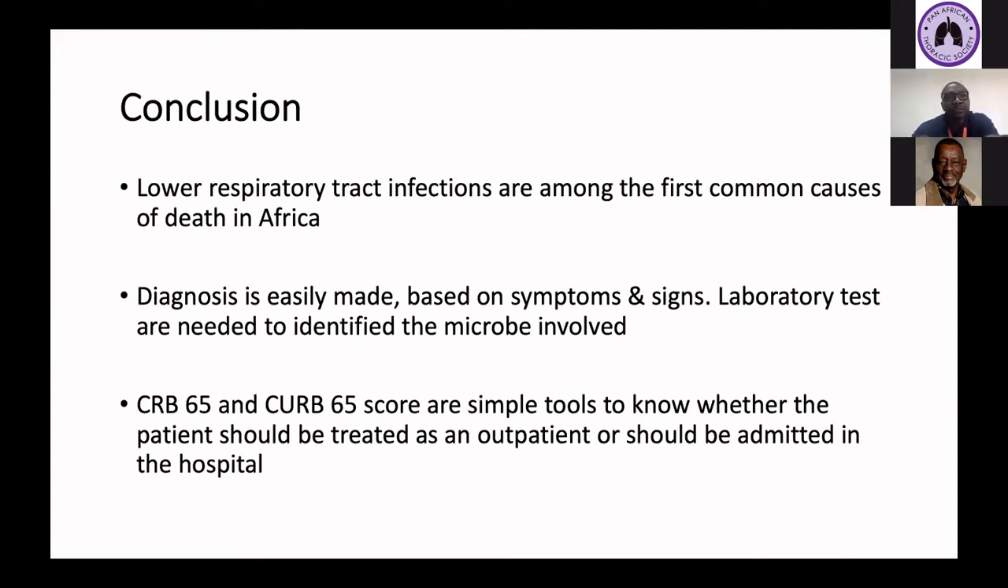So to conclude this presentation, I would say that lower respiratory tract infections are among the most common causes of death in Africa. Diagnosis is easily made based on symptoms and signs. Laboratory tests may be useful and are needed to identify the pathogens involved. And finally, the CRB-65 and CURB-65 scores are simple tools to know whether the patient should be treated as an outpatient or should be admitted to the hospital. Thank you.